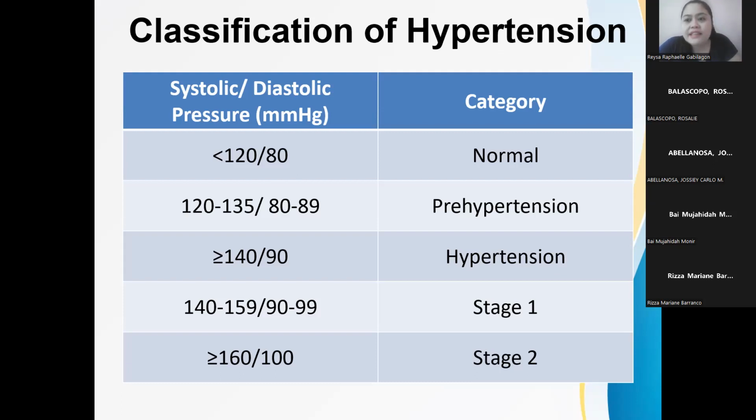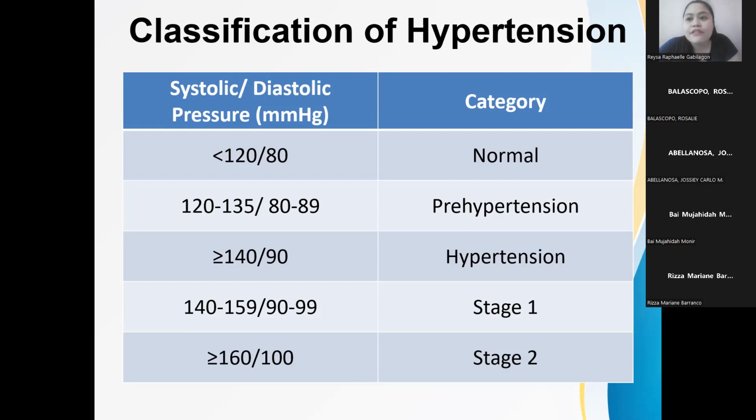Now take note, what is the normal blood pressure? The normal blood pressure should be less than 120 and less than 80. Take note that should be both systolic and diastolic pressure. Okay? So again, both systolic and diastolic pressure should be normal for you to be considered having a normal blood pressure. So once again, our normal blood pressure is less than 120 over 80.